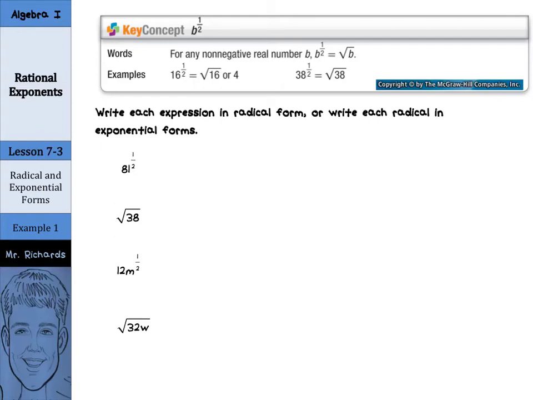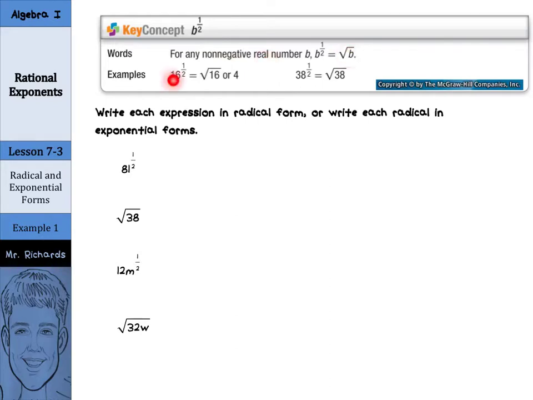Our objectives are to evaluate and rewrite expressions involving rational exponents, and then take that to solve equations involving expressions with rational exponents. Our first example and our first key concept deals with b to the 1/2 power. As long as b is a non-negative real number, b to the 1/2 power simply means the square root of b.